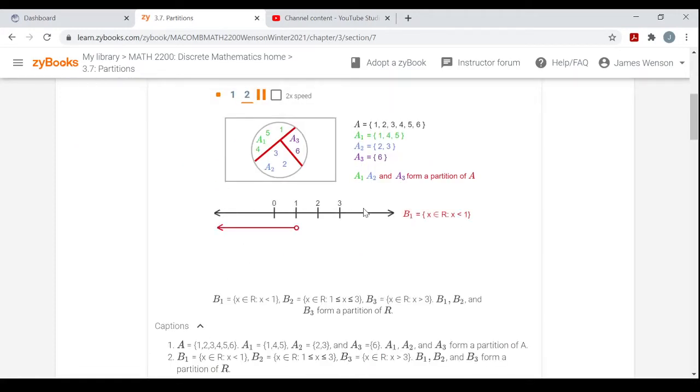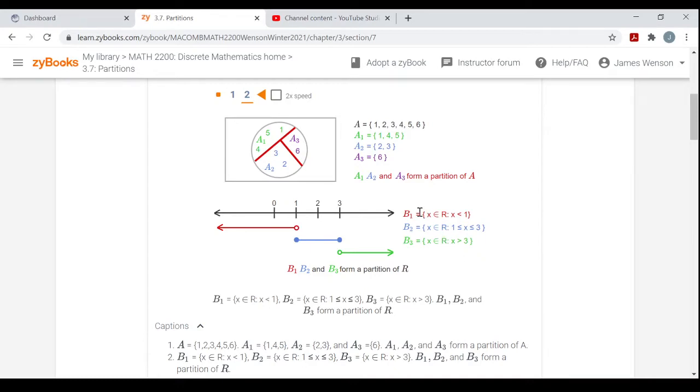And here's the real number line. If you break up the real numbers into all the values less than 1 for B1, the values from 1 to 3, including 1 and 3, for B2, and all the values greater than 3 for B3, these sets B1, B2, and B3 are said to form a partition of the real numbers, a partition of R. Because again, they're all not empty. They all have some numbers in them.